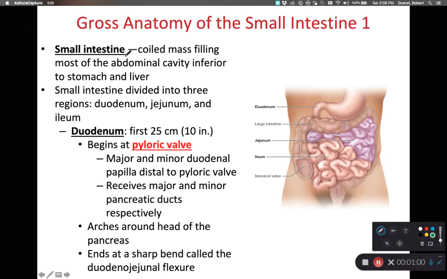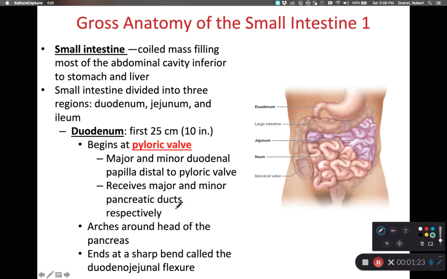As we look at the small intestine, it's going to coil upon itself over and over and over again. And it's going to make up the main segment of our abdominal pelvic cavity. It's just inferior to the stomach and liver, and it's going to be divided up into 3 regions. The duodenum is the first region, the jejunum is the middle, and then the ileum is the third and final region.